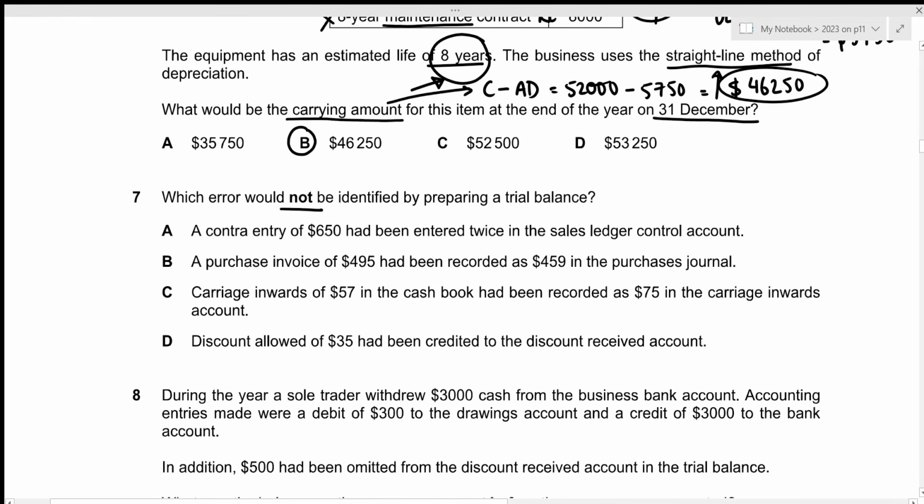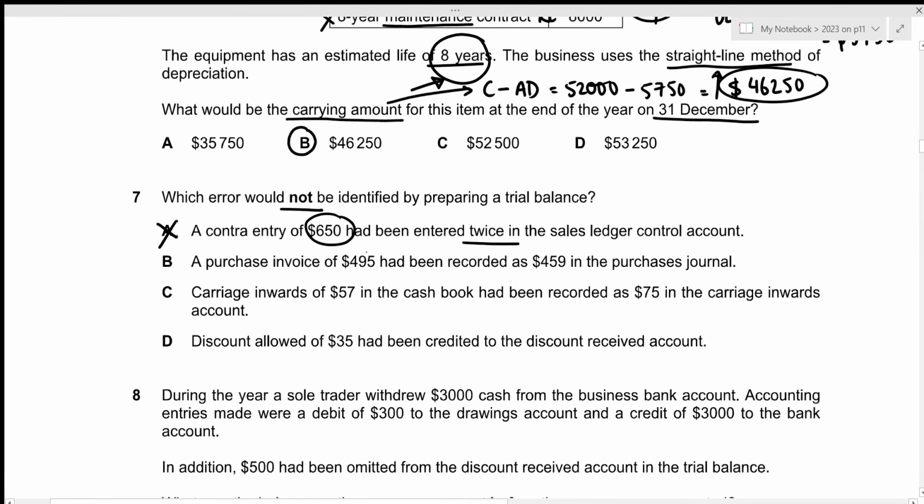The first one is a contra entry of 650 had been entered twice in the sales ledger control account. So if the contra entry had been entered twice in the sales ledger control account, it means that our trade receivables value will be incorrect. And while creating a trial balance, it just means that the value on the debit side will not be equal to that on the credit side. So this error will be easily identifiable since the debit amount and the credit amount will not be equal. So this is not the answer we're looking for.